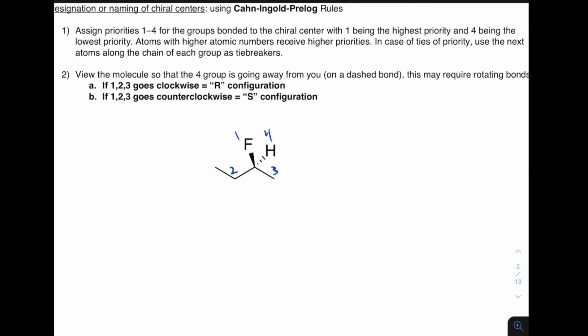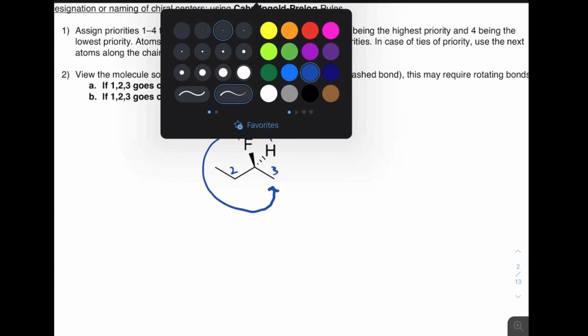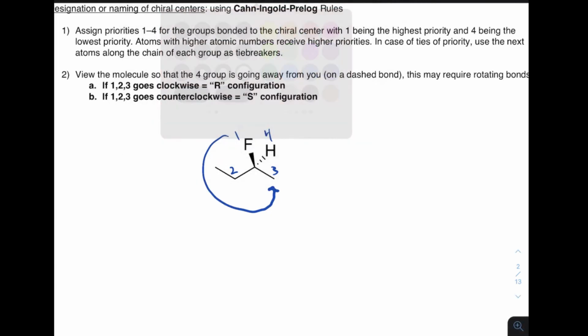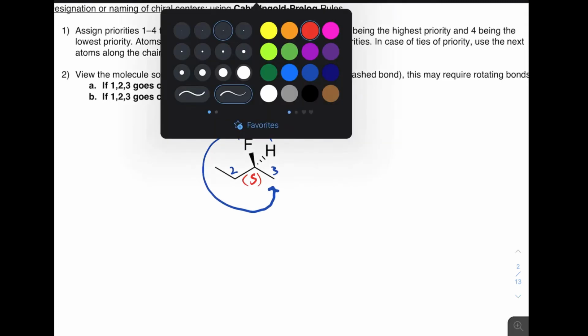Okay? So now we have our priorities all set, so we have to look at the order of the numbers. We see that it goes counterclockwise, 1, 2, 3. And so that is S configuration. So we know that our carbon here is S. Okay? And so now what about the enantiomer for this molecule?